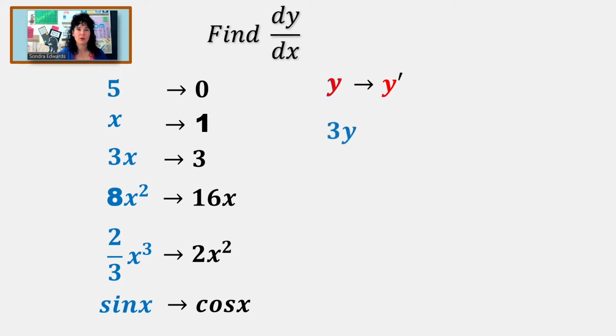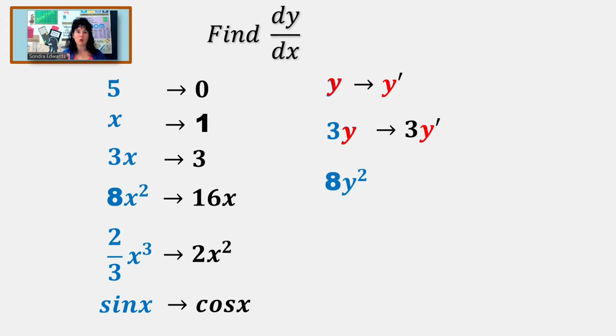Okay, then 3y. Not much different because we do have two things multiplied together, but that 3 is just a constant multiplier. So we kind of set that off to the side and think, what's the derivative of y? And the derivative of y there would be y prime. And then the 3 comes back with it, so we're going to have 3y prime. You're like, okay, it doesn't look much different.